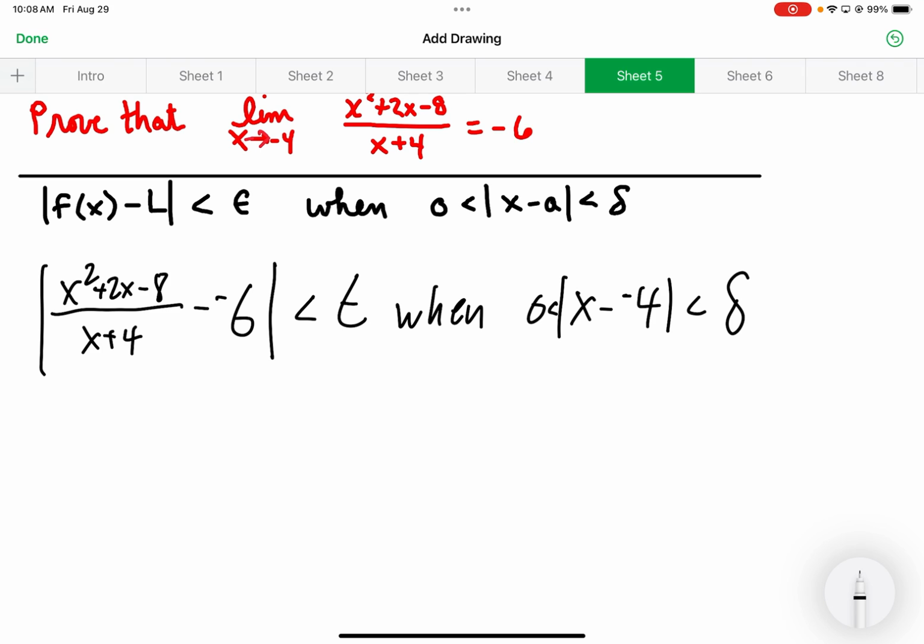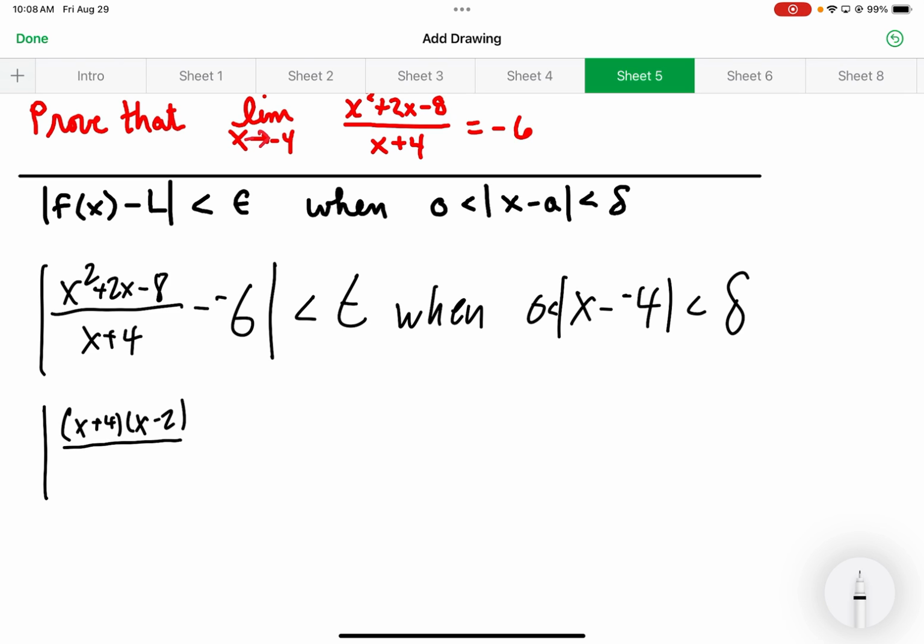Again, the goal is to get the absolute value expressions to be the same, and then that will prove that the limit does indeed exist. What am I going to do on the left side? For sure, how does that factor? Good. x plus 4, x minus 2.